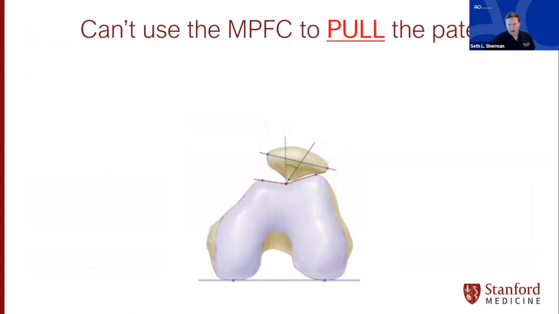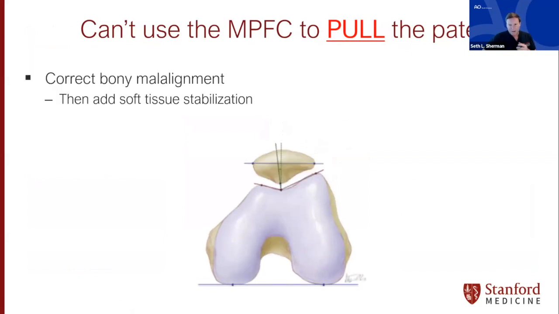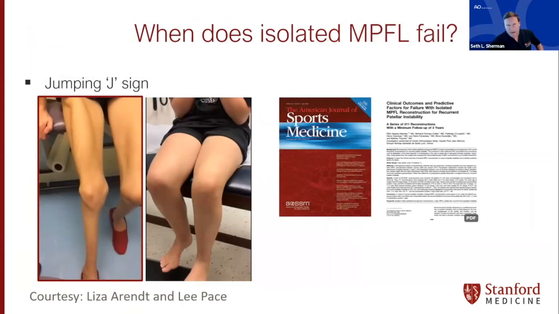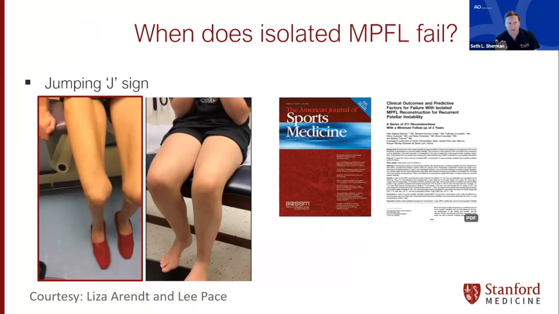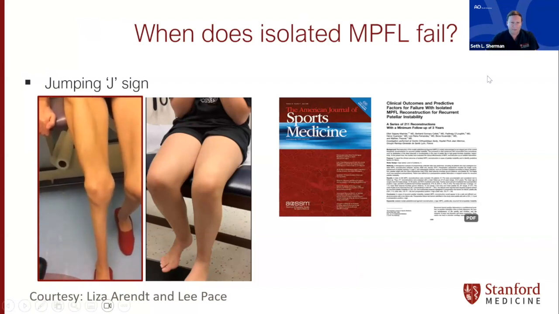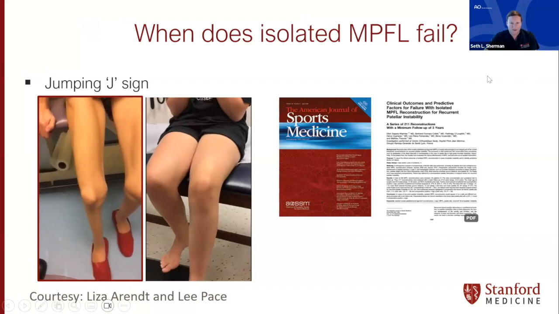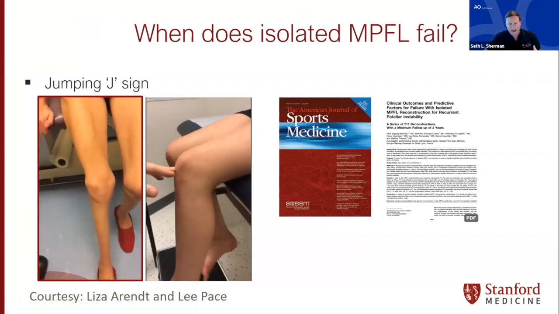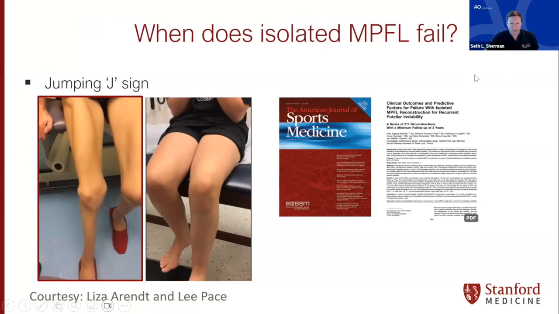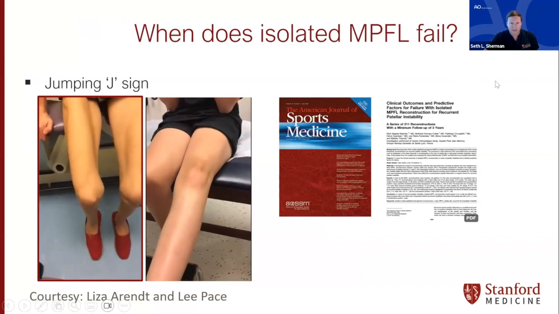It's not straightforward, but I will tell you that we can never use the MPFL to pull the patella anywhere. We can't pull it medial. So when applicable, we need to correct bony malalignment, and then we balance the soft tissues with medial and or lateral sided surgery. So really it begs the question, when do isolated MPFLs fail? From the literature, we've learned that patients like this, who have the jumping J sign, even the one that the med students can identify, you can see it here, that explosive J sign in CT evaluation, have substantial underlying risk factors and are at very high risk for failing our soft tissue surgeries.